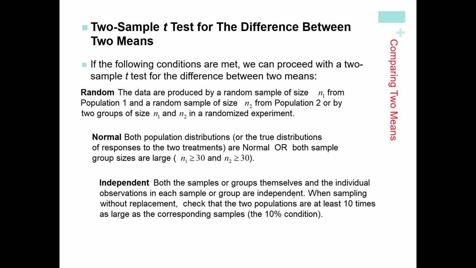For independence, you hopefully know by now that we are looking for both groups to be independent, and we are looking for each group to be at or less than 10% of the population. That's our 10% condition.